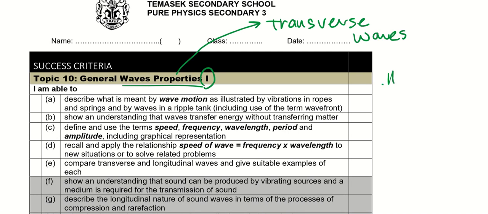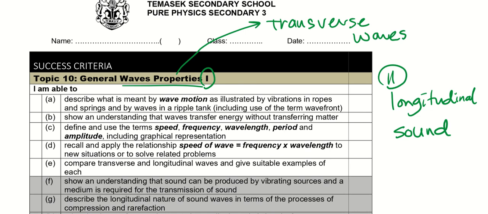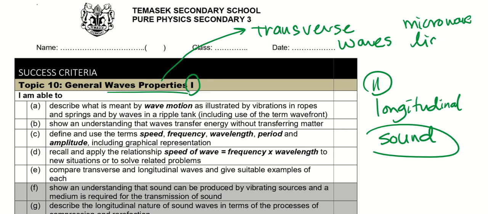Part 2 is on longitudinal wave. And the only longitudinal wave in our example is sound. So when do you know it's longitudinal? When do you know it's transverse? Once you see sound, it must be longitudinal. Examples of transverse waves will be your microwave, light, and water waves. Later we'll see some examples.